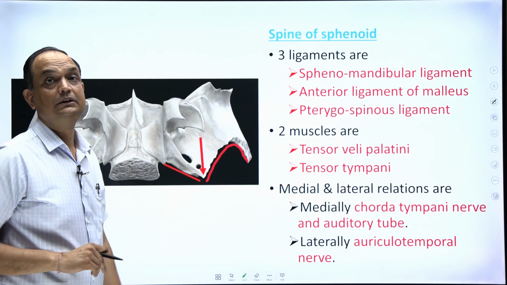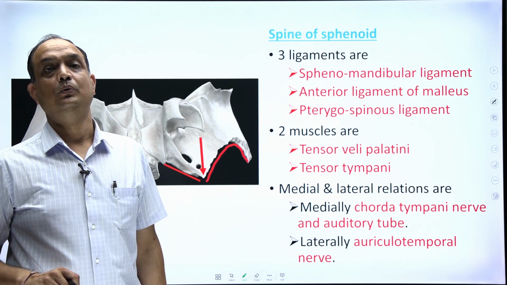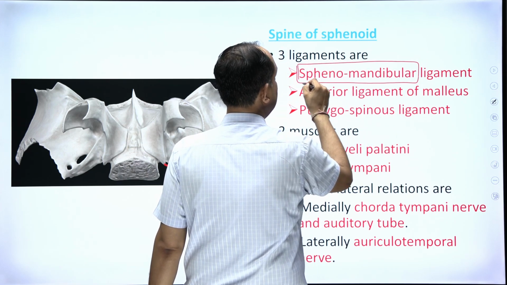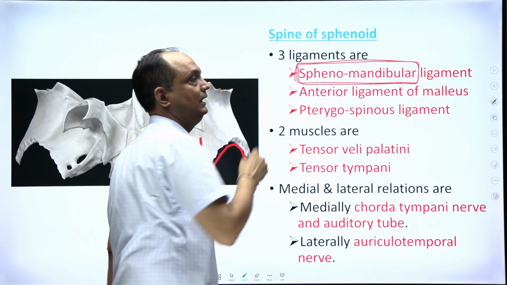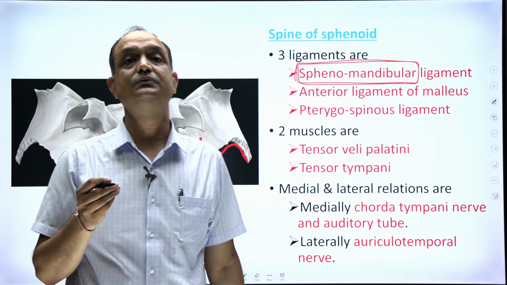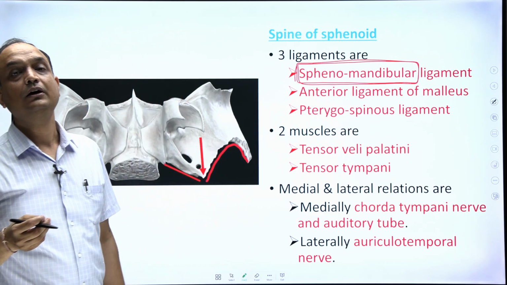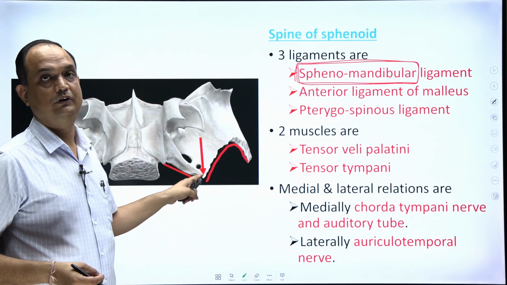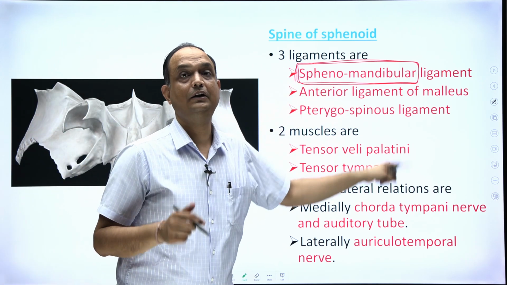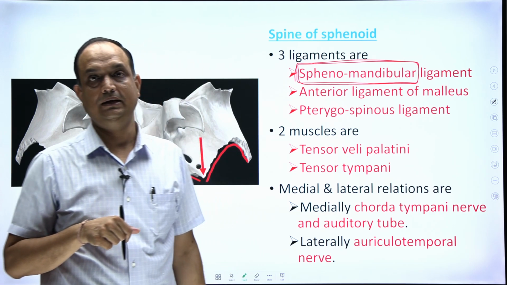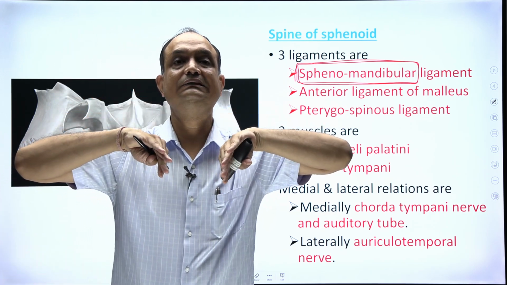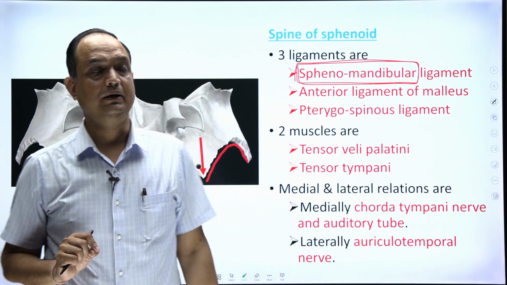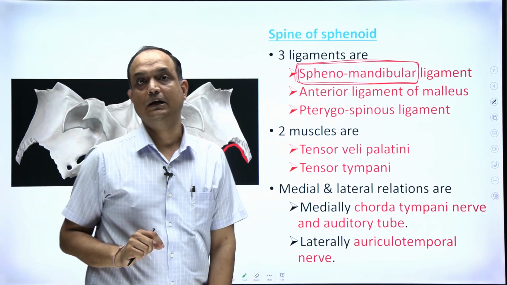So what are the names of the three ligaments? Sphenomandibular ligament. Dear students, this ligament is derived from the first pharyngeal arch. It is attached on this spine of sphenoid, and in the mandible it goes to the lingula of the mandible. Lingula is a feature of the inner side of the mandible, a small projection over the mandibular foramen. So this is the sphenomandibular ligament.